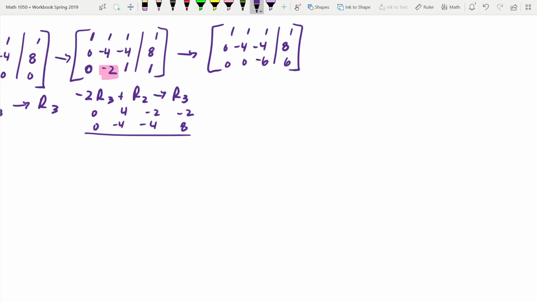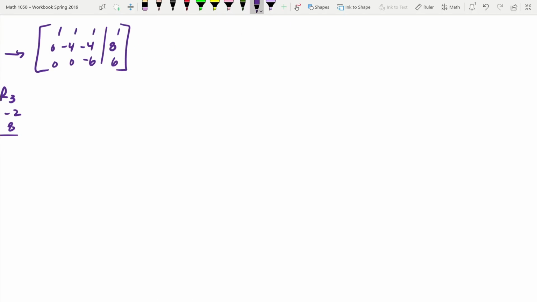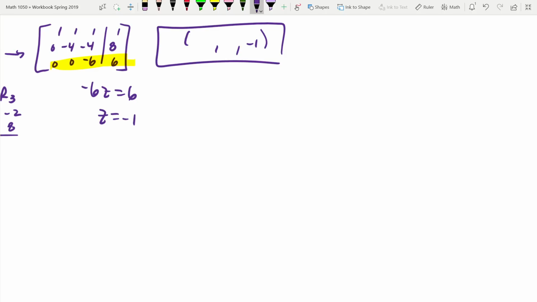If I wanted to keep going and turn that into the identity, I could. My answer would then be on the right-hand side, all this stuff here. I think it's easier to just use this method. So remember, you start at the bottom. This means no x, no y, -6z equals 6. So that means z is a -1. Remember, you have to write these as an ordered triple.